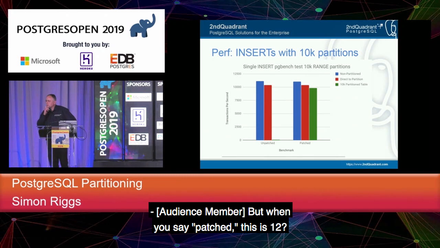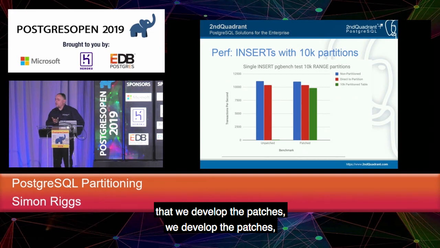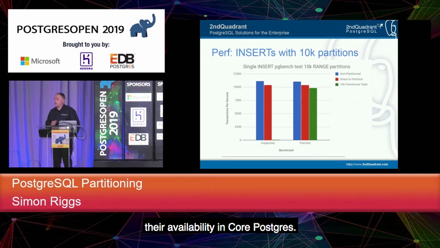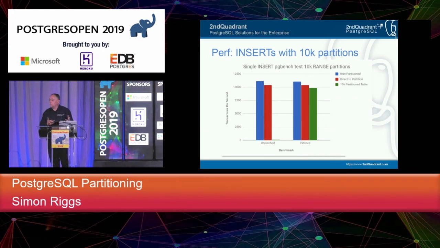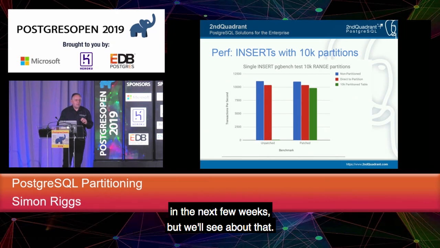When you say patched, this is 12? Yeah, so with regard to the way that we develop the patches, we put them in working form into 2ndQuadrant Postgres about 18 months ahead of their availability in core Postgres. So all of the work's been submitted, but it wasn't in a working form in core at the time that we did this. But the reason I'm showing this now is this is the current state of Postgres 12, which hopefully is going to be released in the next few weeks, but we'll see about that.